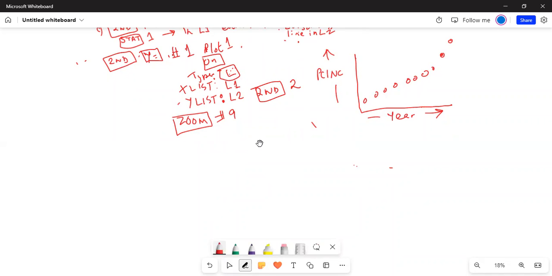Now you're going to press the stat button. Then you highlight tests on the top row and scroll down to lin reg t-test, which is in the second screen.